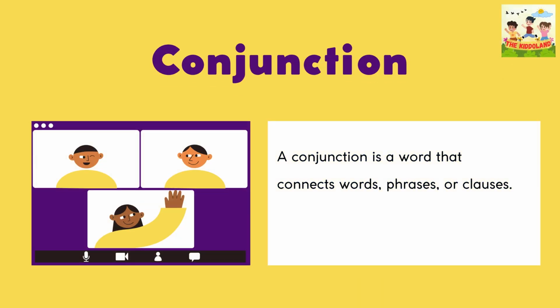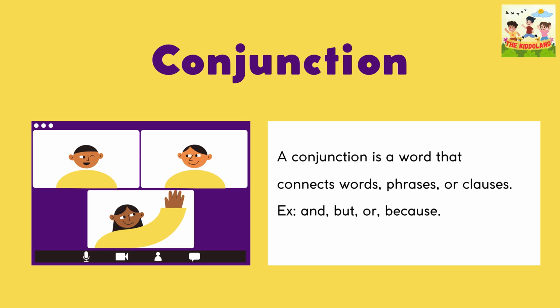A conjunction is a word that connects words, phrases, or clauses. It helps link ideas and make sentences smoother. Here are some example conjunctions: and, but, or, because.